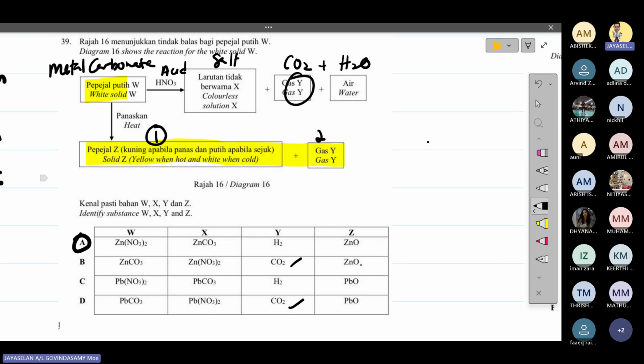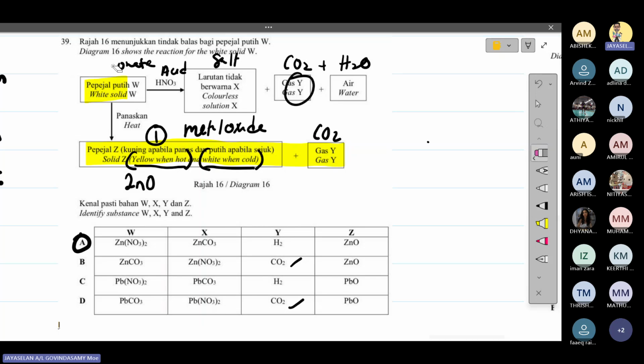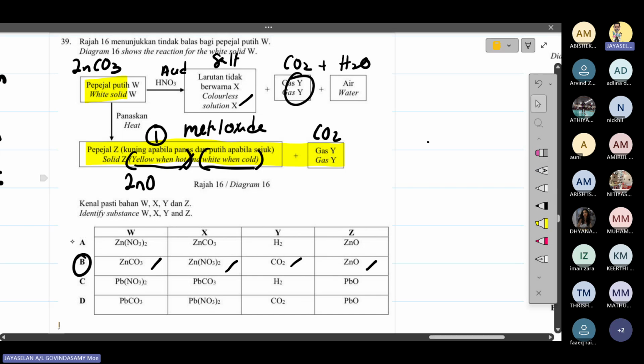Carbon dioxide. The metal oxide, zinc oxide, when hot is yellow, and when cooled it becomes white. That means the metal W is zinc carbonate. So zinc carbonate, let's see if there is zinc carbonate. This one is zinc nitrate, and this one is zinc oxide. So Z is zinc oxide. So the answer is B. Understand?